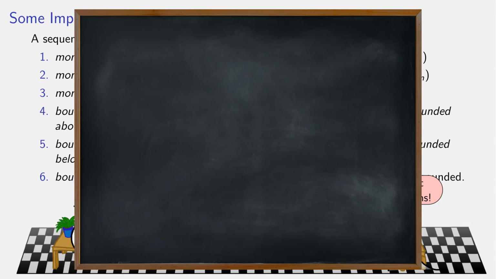So let's take a look at a couple examples of all of these things. So we can have this sequence is going to be monotone increasing and bounded above.